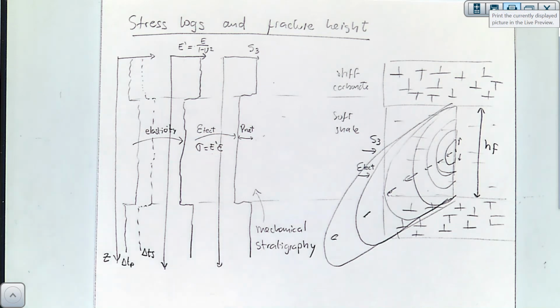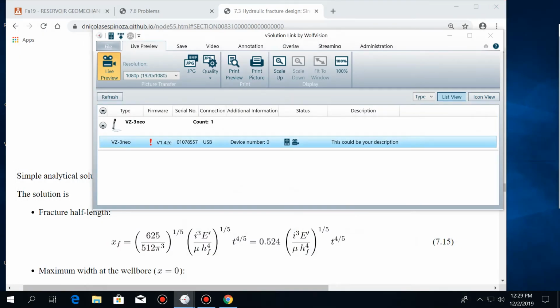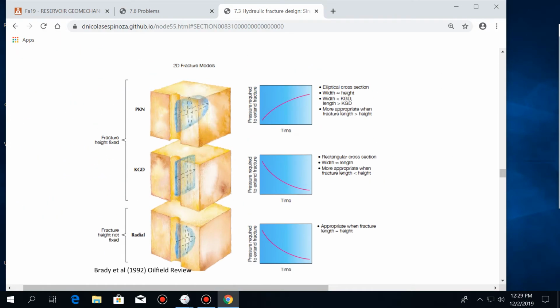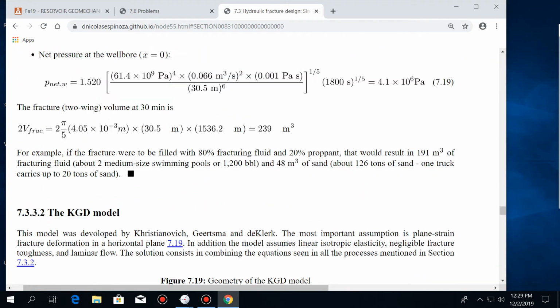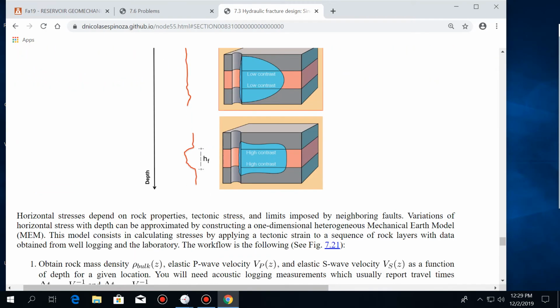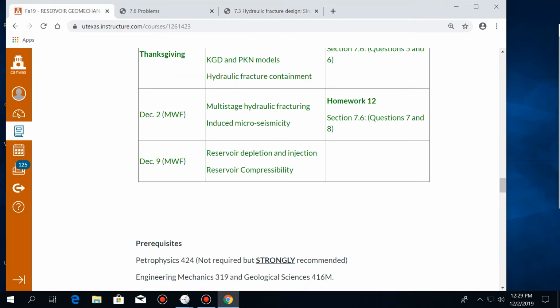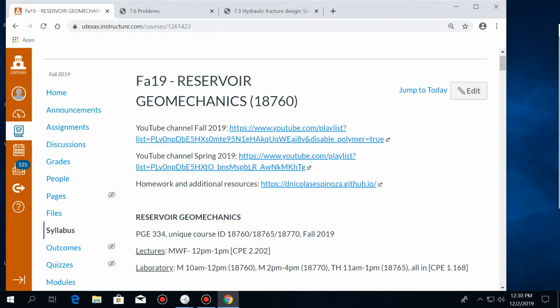All right, so let me show you a real case. And this is actually what you have to do in problem number 5. You have to determine this stress log on your own. Okay, so let me get there. And before we get there, let me show you what I was saying before.